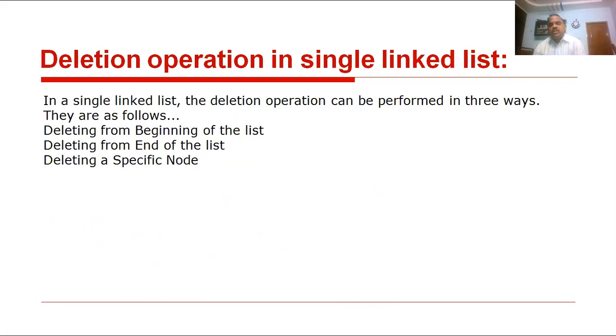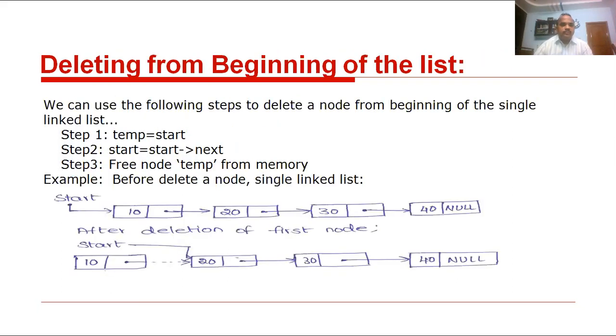Then deletion operations in a single linked list. In a single linked list, the deletion operation can be performed in three ways. They are as follows: deleting from the beginning of the list, deleting from the end of the list, and deleting from a specific node, same as insertion.